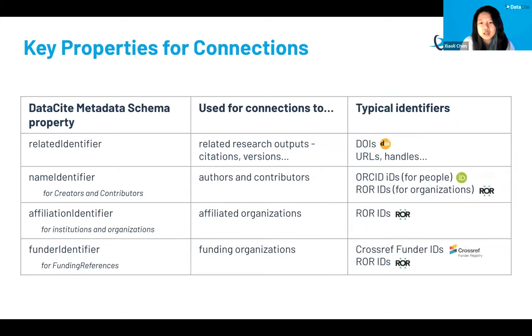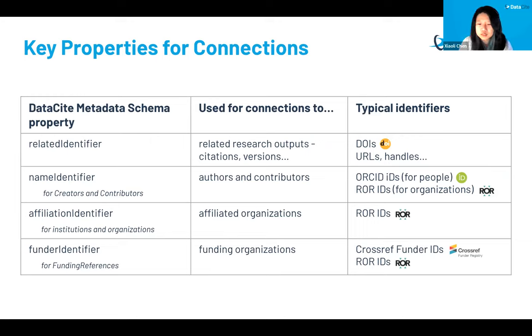Next slide. There are a few different places in the DataCite metadata schema where you can provide connections to other persistent identifiers, as Kelly mentioned previously. First, there is a related identifier property. This allows you to make connections to related research outputs. So for example, you could link an article that cites a dataset, or an earlier version of that dataset, to the dataset you're identifying.